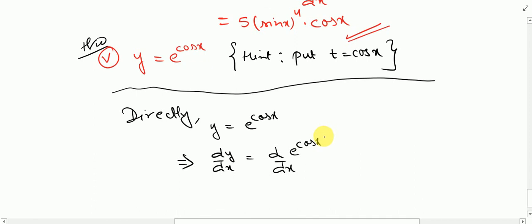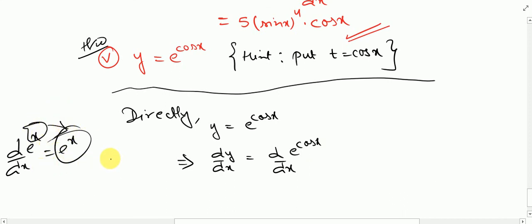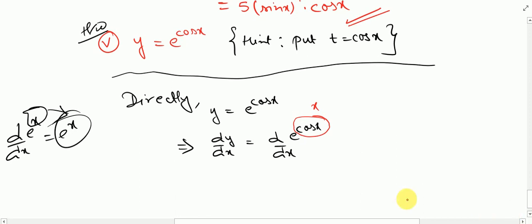Here you have e to the power something, and we know that if we have e to the power x, then we get e^x only. Here we have e to the power cos x, but we know if we have e to the power x, then we get the same thing. So for a moment, think that this whole thing is like x for you, though it is not.